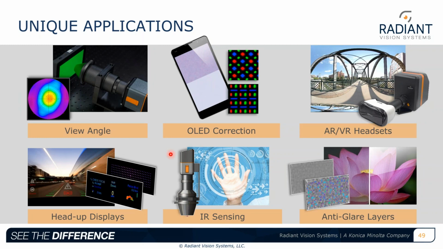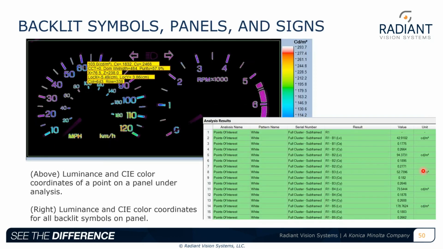We also have tools for doing luminous intensity of near IR sensing devices for gesture control. And lastly, measurement of anti-glare layers, so sparkle. For backlit symbols, we have some new tools to make it easier to analyze an image that has many different areas of interest. Here, on a dashboard, you could imagine if you had to take a spot meter and go point by point, that would be many hours of work. But with an imaging colorimeter, you can take one image and then, using our automatic point of interest tool, very quickly output the luminance and color for every single point that you see in that image.